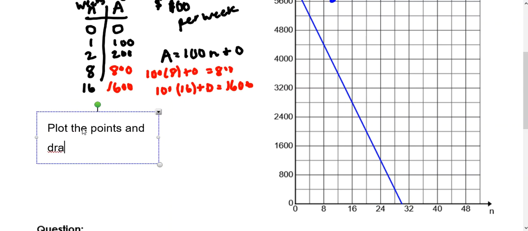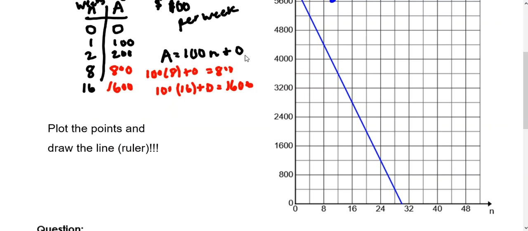And draw the line. And if you have a ruler, that would be a good idea. Okay, so let's just plot the points now. All right, I'm going to use red. I started off at 0. 8 is 800, 1600, 24 if you look at the pattern on the graph.